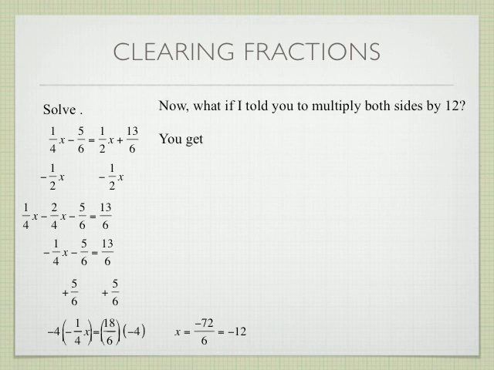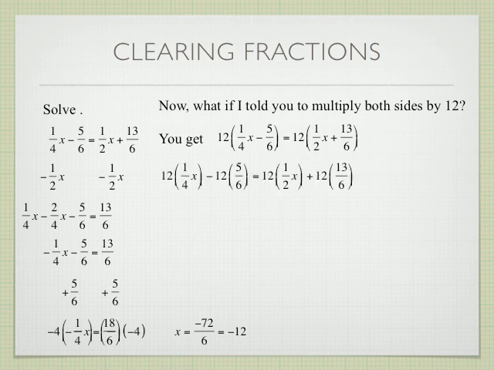Okay, what if I told you, for no apparent reason, to just go back to the original problem and multiply both sides by 12? Well, 12 times 1/4 x, that's going to give me 3x. 12 times 5/6, well, that's going to give me negative 10.